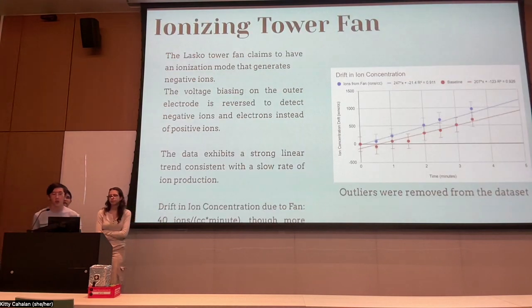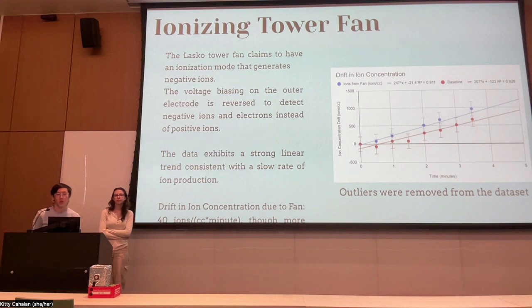So this is data taken from a tower fan that claims to have an ionization mode that produces negative ions. The fact that this produces negative ions is significant because in the original configuration, the Gerdien condenser can only detect positive ions. If you recall, the electric field repels positively charged atmospheric ions away from the outer tube and towards the inner tube, and that's what creates the current. But negative ions will be attracted to the outer tube and not strike the inner tube, which is the detection element, and therefore not create any signal.